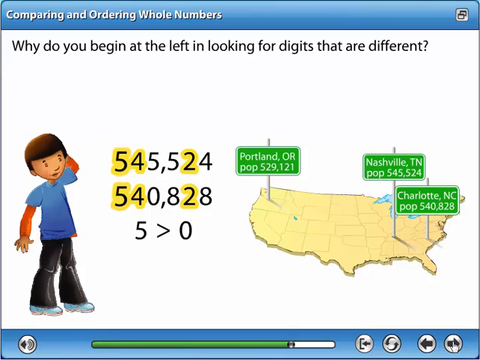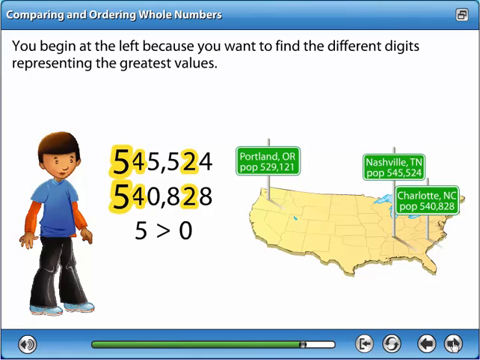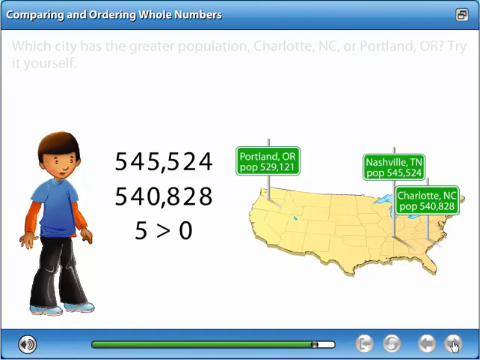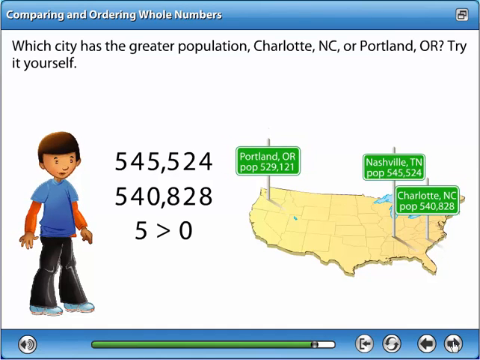Why do you begin at the left in looking for digits that are different? You begin at the left because you want to find the different digits representing the greatest values. Which city has the greater population, Charlotte, North Carolina, or Portland, Oregon? Try it yourself.